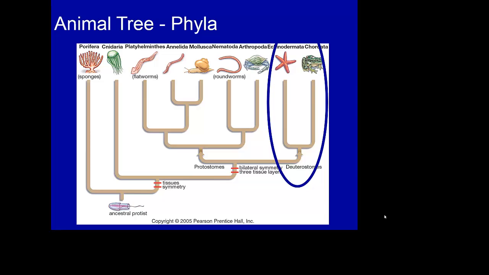We've now come a long way in the animal kingdom if you've been with us since the beginning. Now we finally get to move into our Deuterostomes. Still bilateral symmetry, still 3 tissue layers. Keep in mind what those things mean. But now we have a new form of development.